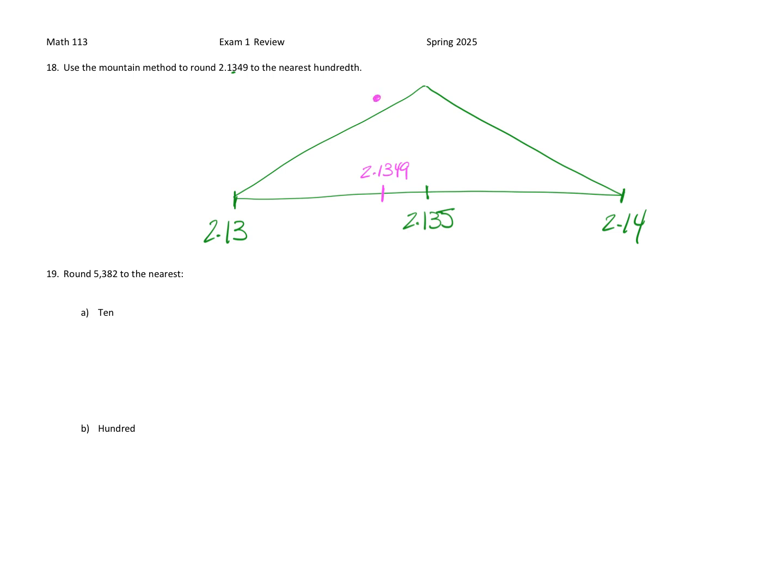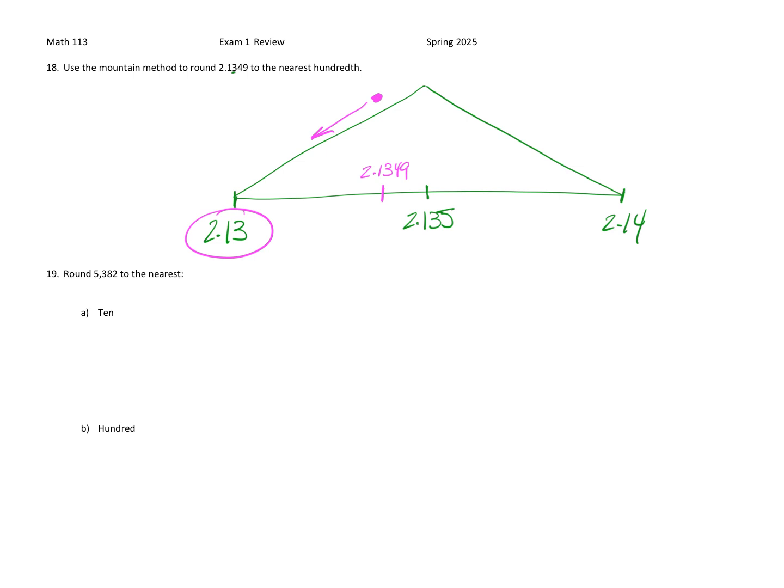So if I put a ball up on the mountain, it's going to roll down to 2.13. So that is rounding to the nearest hundredth using the mountain method.